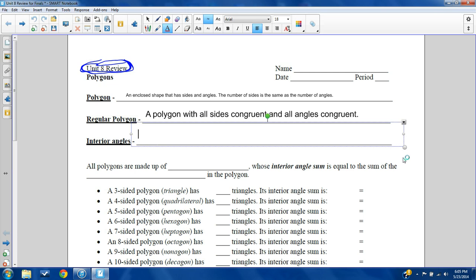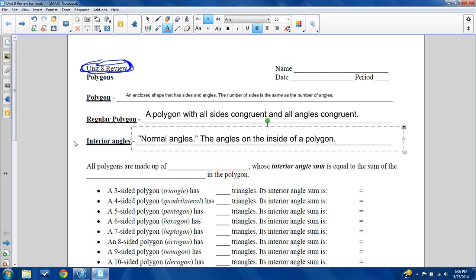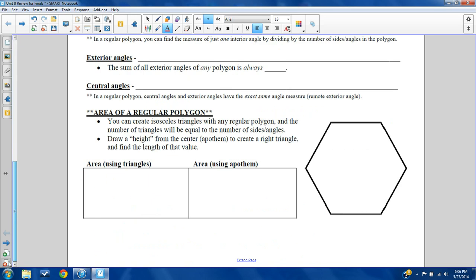Interior angles are kind of like the angles I just mentioned above, with the number of angles, but they're the angles that we normally think of when we think of angles. They're the angles on the inside of a polygon. Look at this regular hexagon that you have down here. An interior angle, for example, would be, quite simply, like this one. This is an interior angle. So is this and that and everything else. But here's just one example.